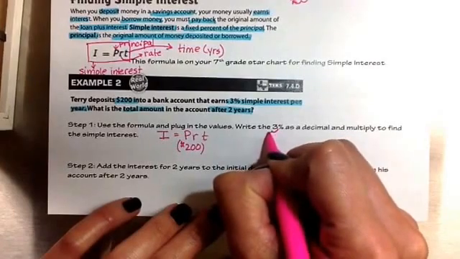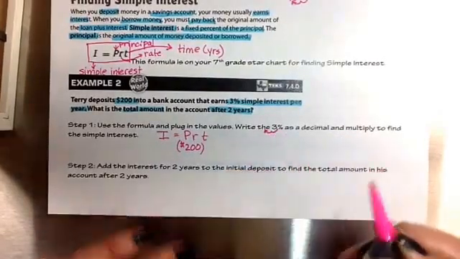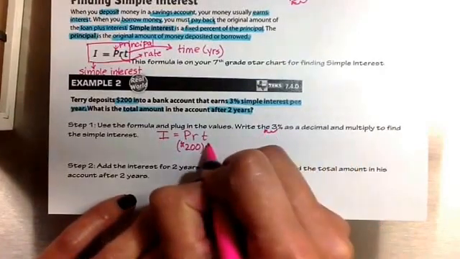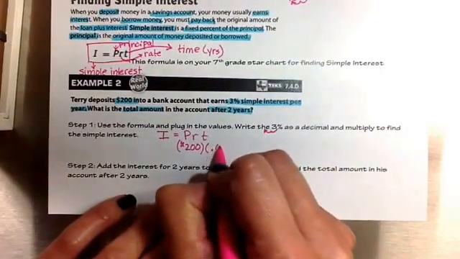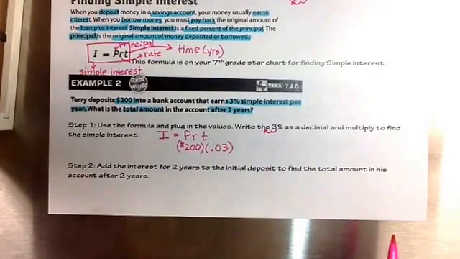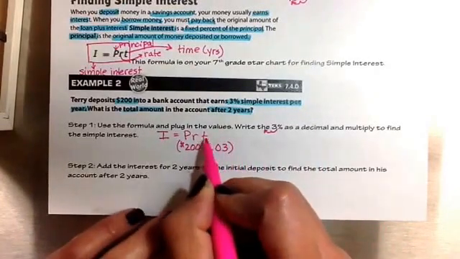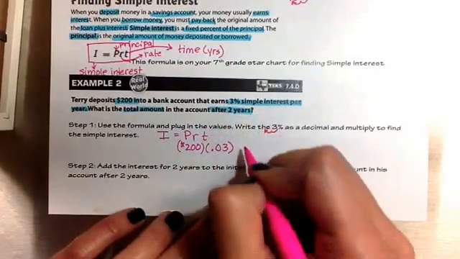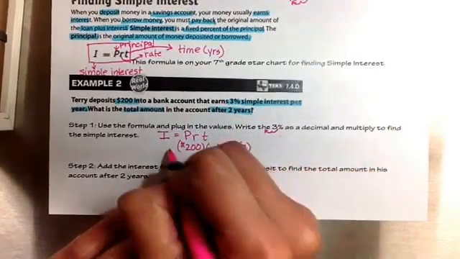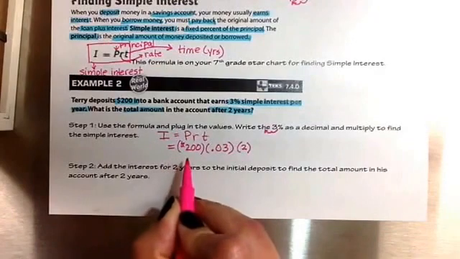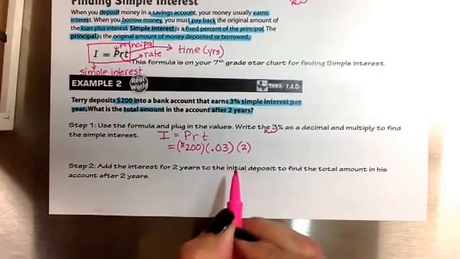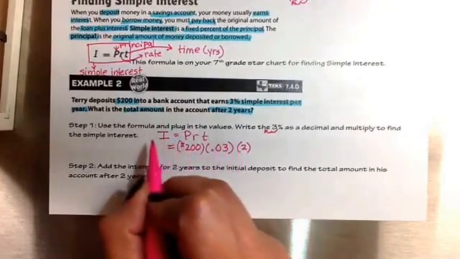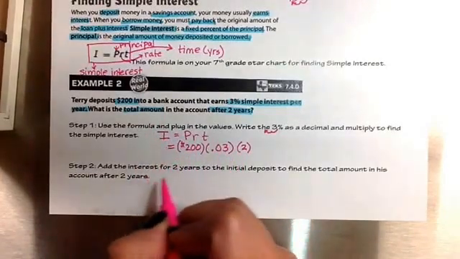We have to change that to a decimal to be able to multiply it. So I'm going to move it twice to the left, and I'm going to multiply times 0.03, and then the T is my time in years. So after 2 years, that's what I would put here for time, then I can multiply all of these, and I would find out the total. Well, actually, that's just going to give me my simple interest. We'll talk about the rest later.